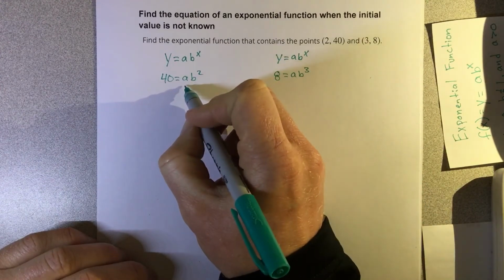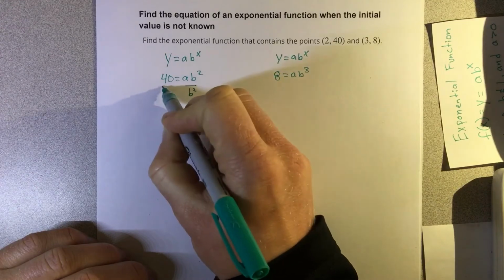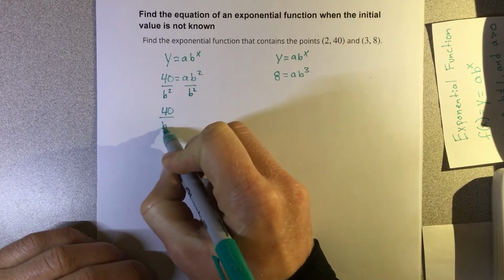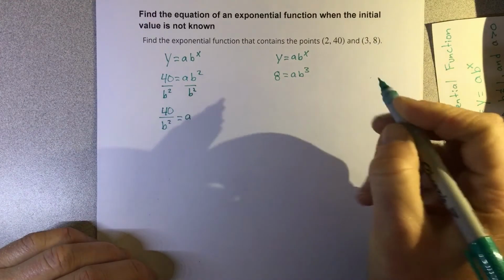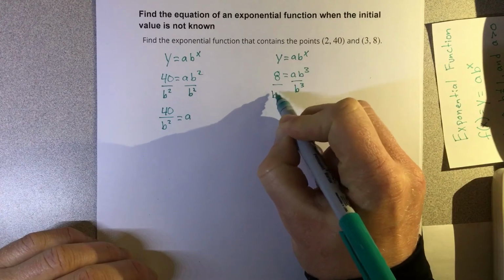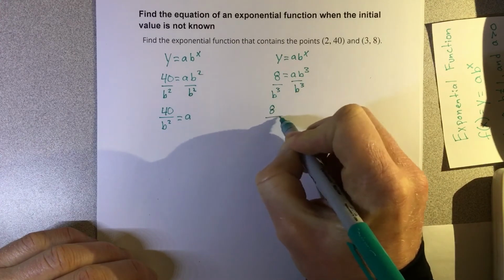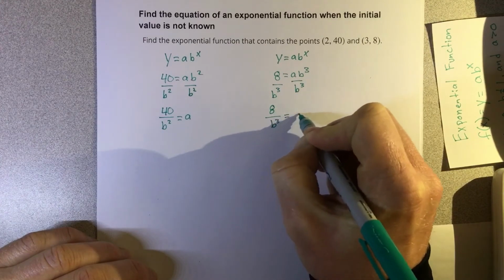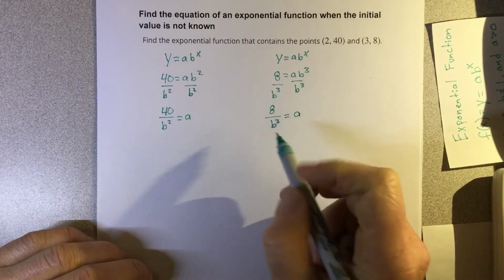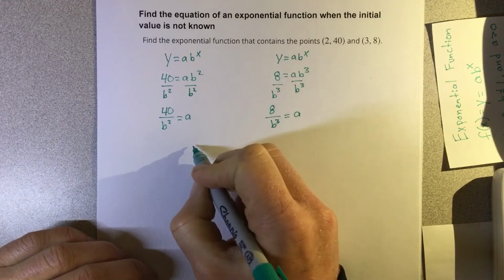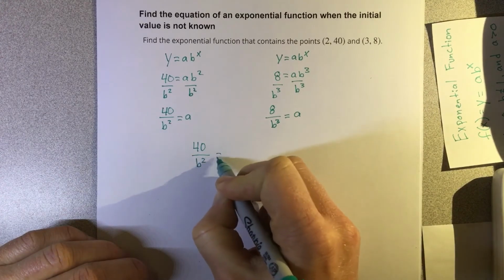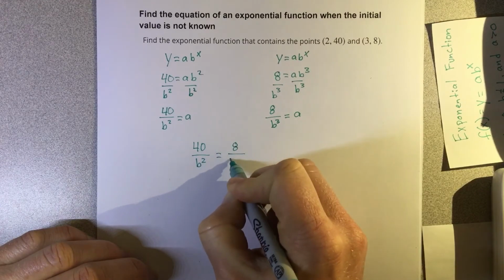So I'm going to divide this by b squared. So I get 40 divided by b squared is equal to a. And I'm going to divide this one by b cubed. And I get 8 over b cubed is equal to a. Both of these are equal to a, so if they're both equal to a, they must be equal to each other. So we're going to write 40 over b squared equals 8 over b cubed.